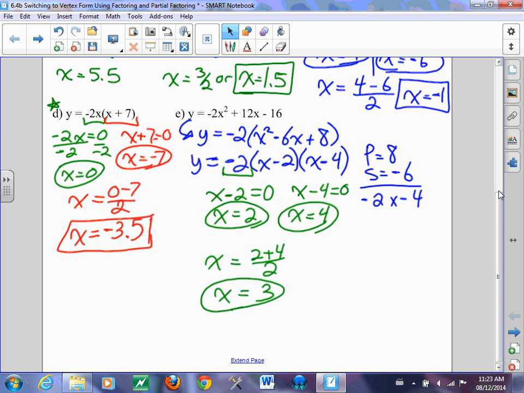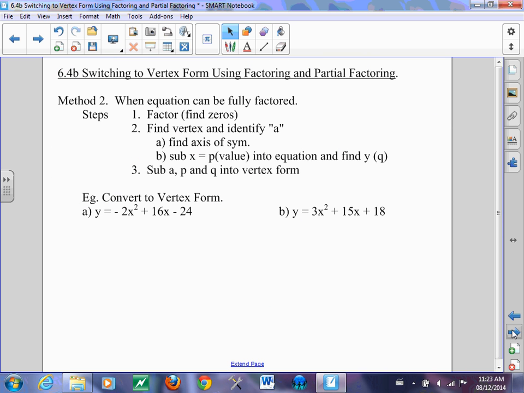Awesome. Now we're going to use that to apply it to our second method, which is when it is fully factored. So let's take a look, folks. So again, we're switching forms from standard to vertex form using factored or partial factoring. So method 2, it's when it can be fully factored. Okay. Underline fully factored. Okay, because we know we used quadratic formula when we couldn't fully factor things, or we had a decimal answer, right? These are just for whole answers.